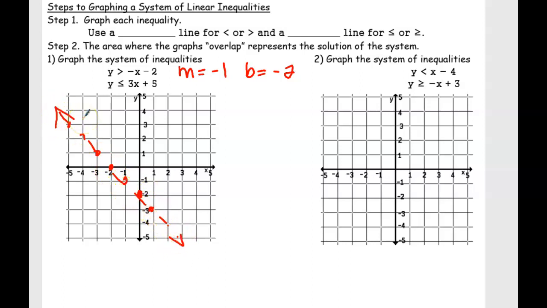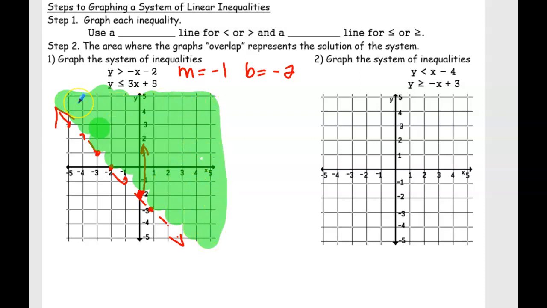Now when I look at the dashed line, I'm going to look for my shading. It's a greater than symbol, so I'm going to look at my y-intercept, and since it's above the line like that, I'm looking for it greater than. So I'm going to shade this side right here to make it greater than. You could also put in 0, 0. 0 is greater than -2, so the point 0, 0 is in the shaded region.